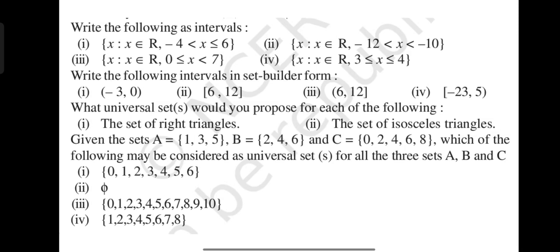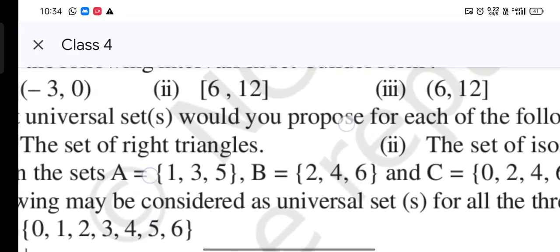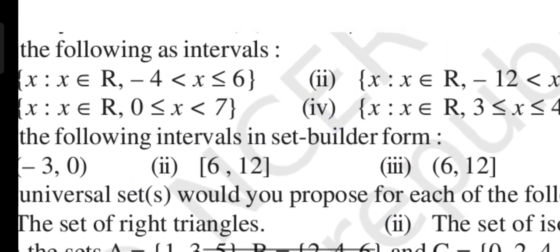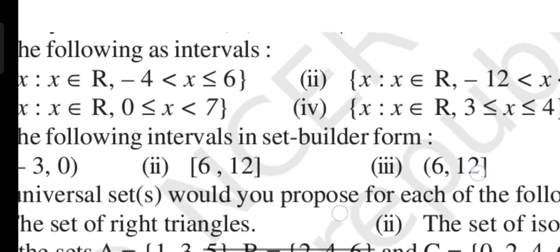Minus 4, 6, less than or equal to. When less than or equal to comes, what does it mean? Less than, and otherwise it is equal, that means 6 can also be written there. Minus 4 is not included, so we will write a normal bracket there, and 6 is included, so we will write a square bracket. Here 0 is less than or equal to, so 0 can be equal, so 0 is included, so we'll write a square bracket, and 7 is not included, so an open bracket.